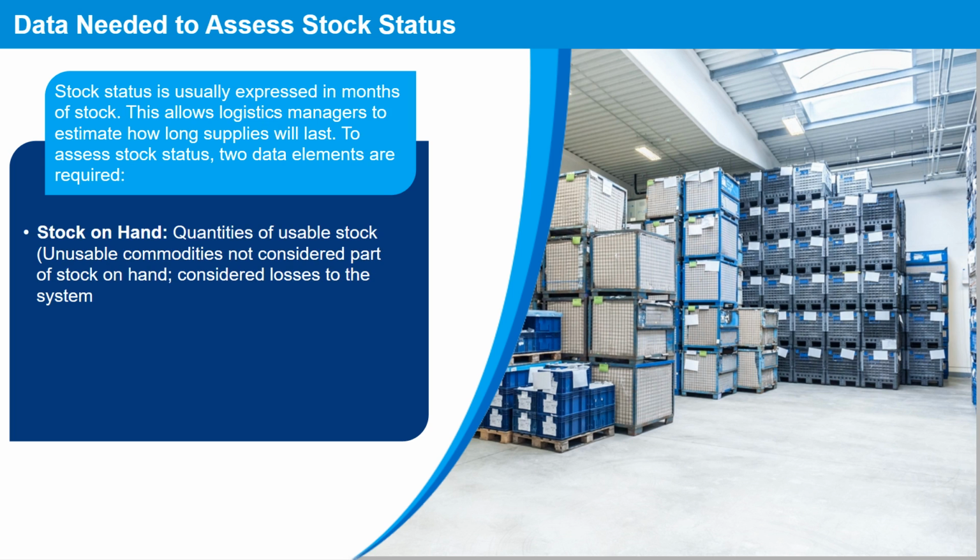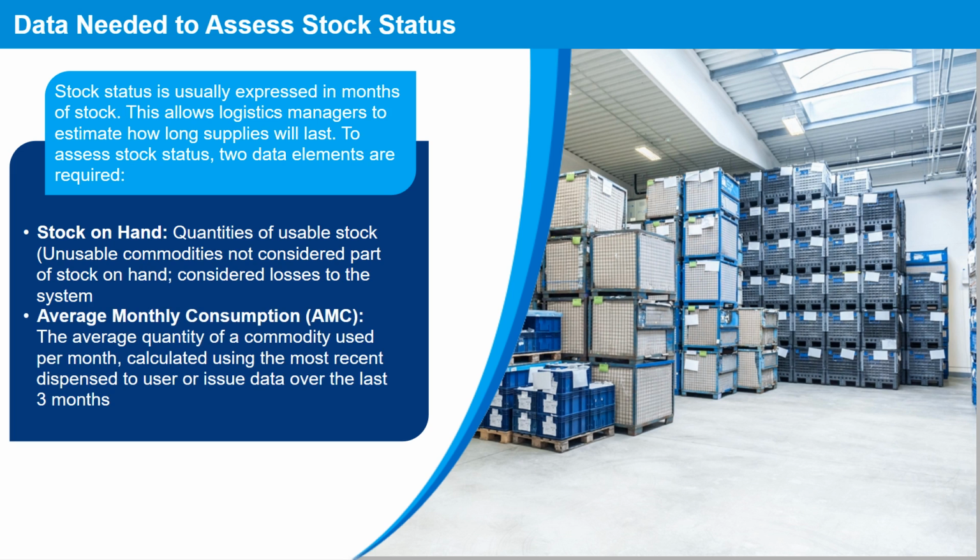Stock on hand refers to quantities of usable stock. Items that are unusable are not considered as part of stock on hand. They are considered losses to the system. We have discussed AMC in module 1.1 and here we are giving an example on the use of AMC, the average quantity of a commodity used per month calculated using the most recent dispense to user or issue data over the last 3 months.